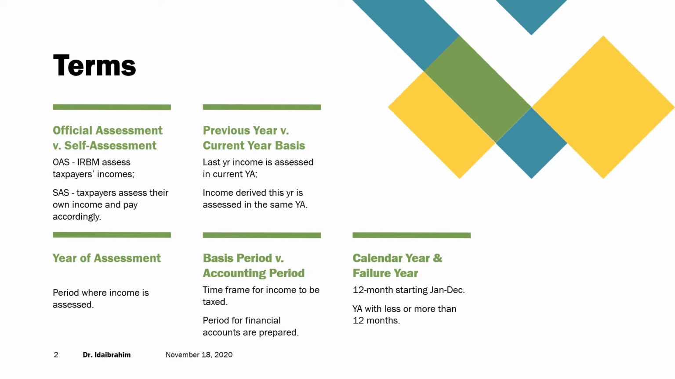Okay, the first one is year of assessment. We will use it many times in this chapter. So what is year of assessment? It is a period where income is assessed. When we say year of assessment 2020, it means that we want to assess income in the year 2020. To assess the income in that YA, we need a basis period, which means the period of income that the year of assessment covers. So the period is called the basis period, the time frame for income to be taxed.